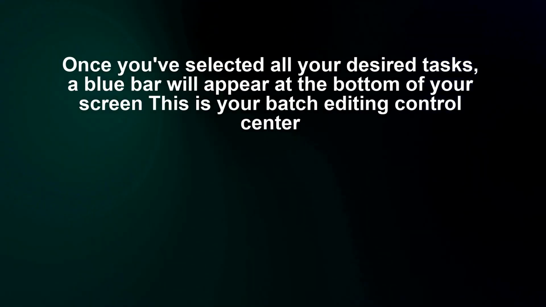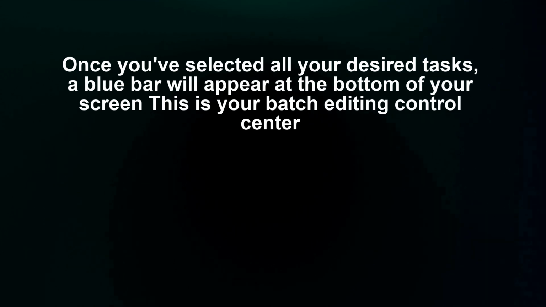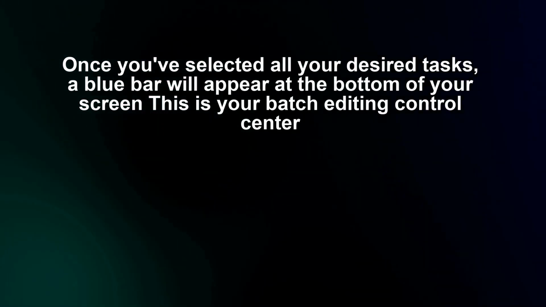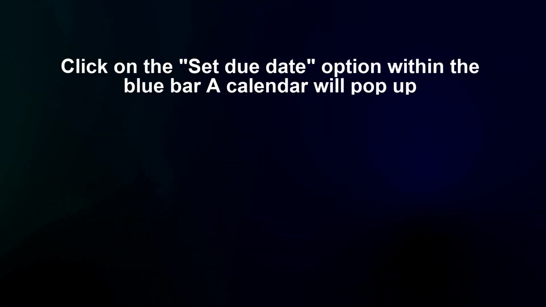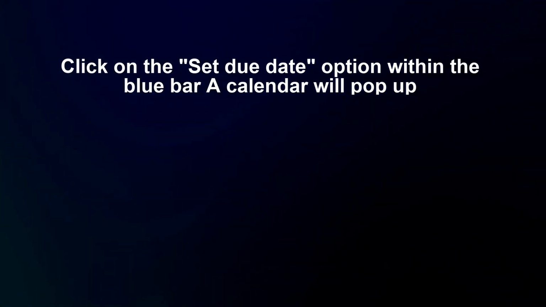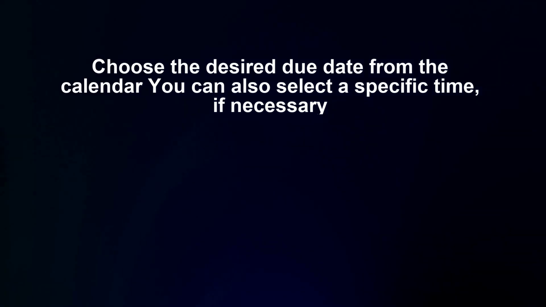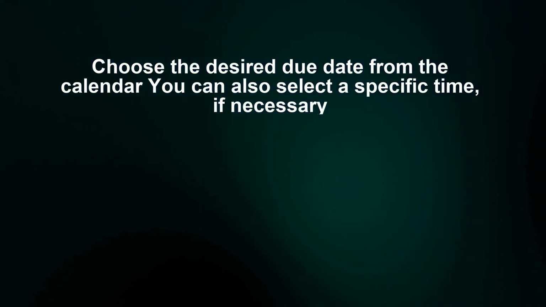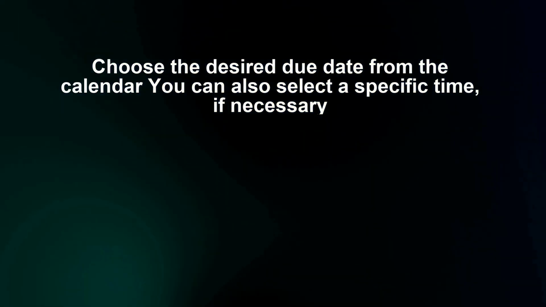Once you've selected all your desired tasks, a blue bar will appear at the bottom of your screen. This is your batch editing control center. Click on the Set Due Date option. Within the blue bar, a calendar will pop up. Choose the desired due date from the calendar. You can also select a specific time, if necessary.